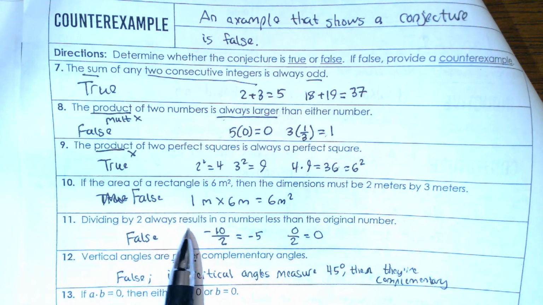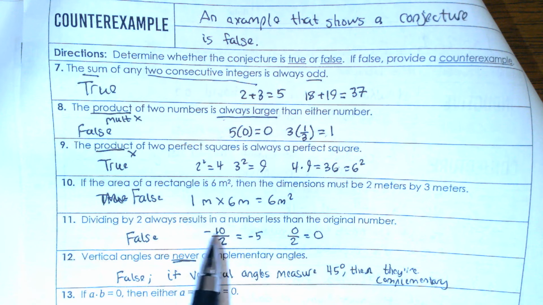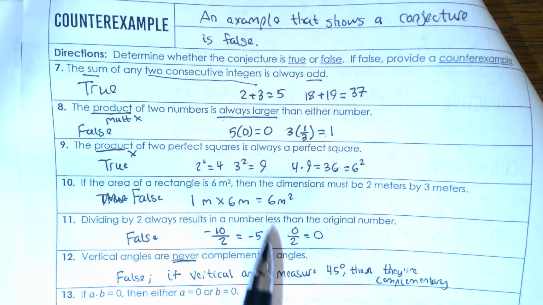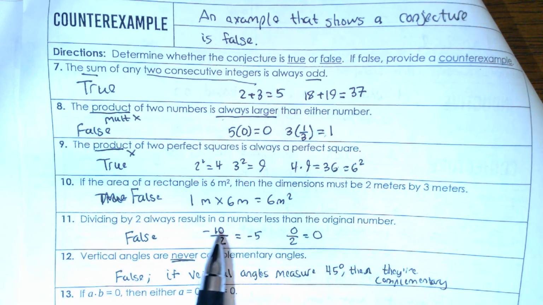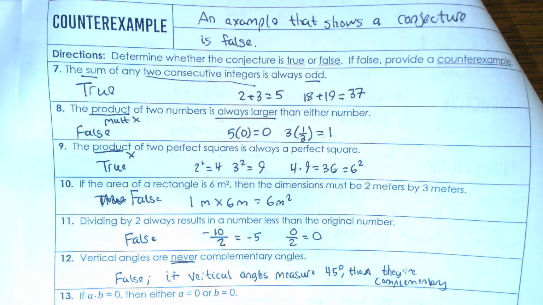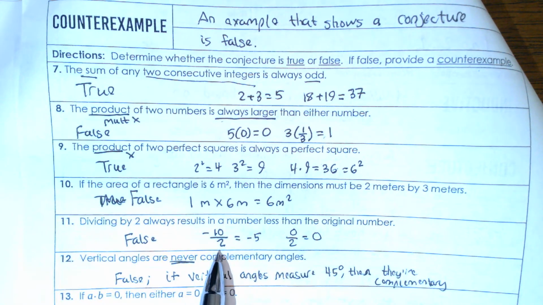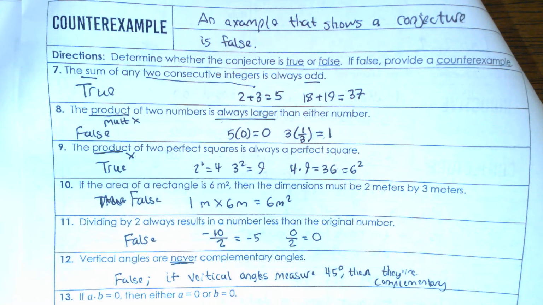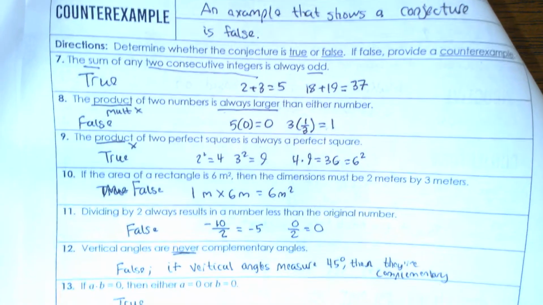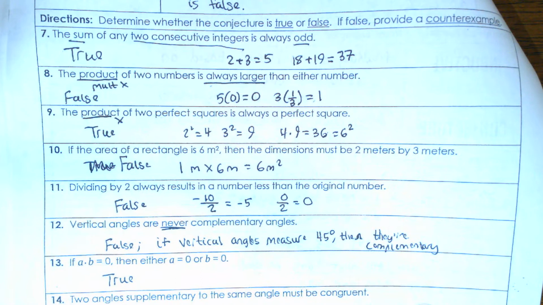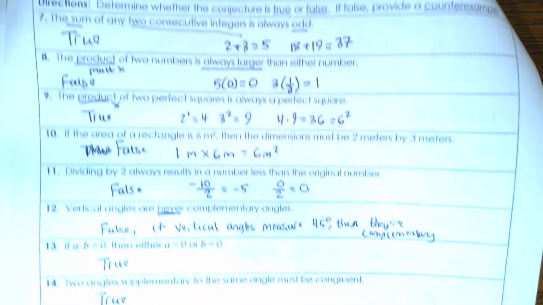Dividing by 2 always results in a number less than the original number. This is false, because you could divide a negative number by 2, and that'll give you a less negative number. I mean, negative 5 is greater than negative 10, so that proves that it's false. Or you could take 0. If you do 0 divided by 2, that 0 is not less than 0, so that would also be a case.